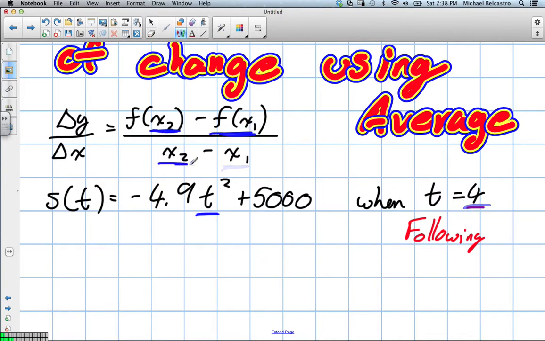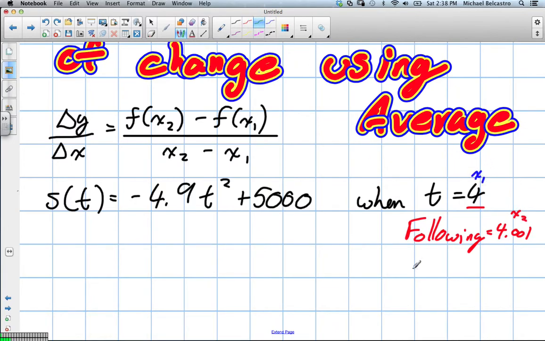Our x2 are going to be points that are extremely close to 4. So a point that would be following 4 and extremely close would be something like 4.001. Okay, so that's following 4 and extremely close. So that's going to be our x2. This guy is our x1.